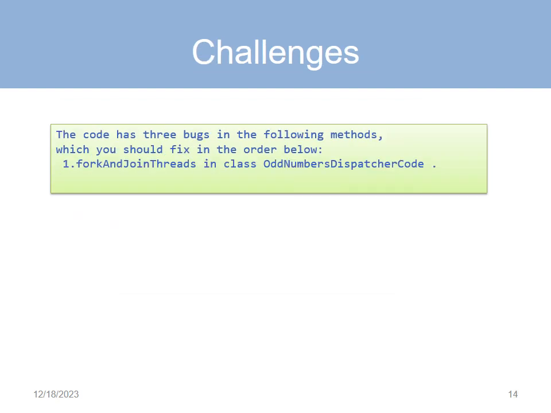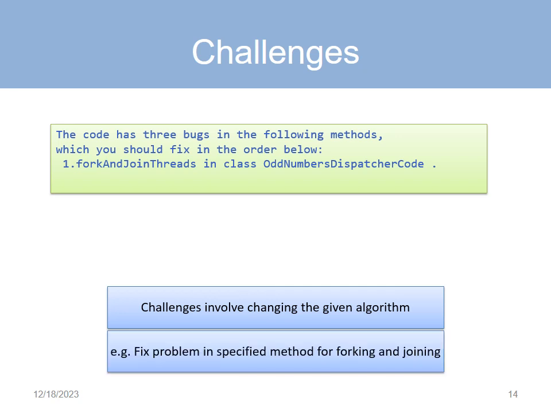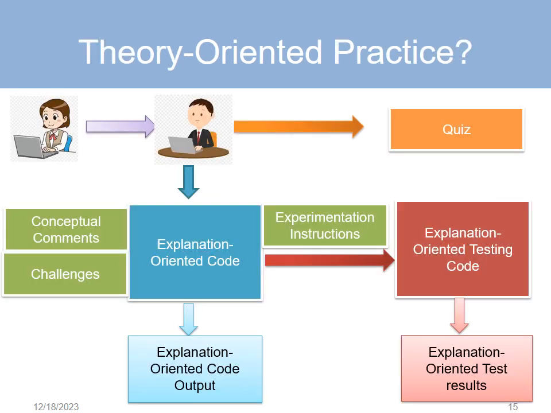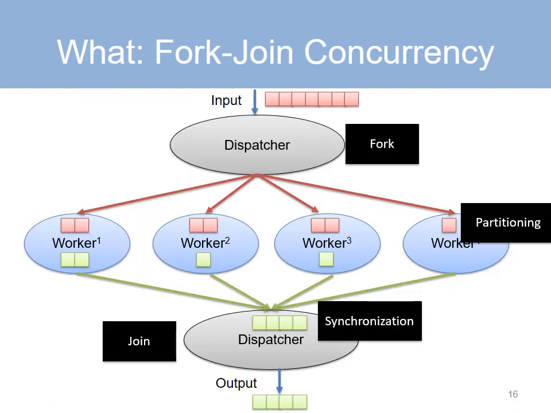Okay. Challenges, so it involves changing the given algorithm. So for instance, you can fix a problem with the specified method for forking and joining, which is what's happening here. So that's the abstract idea. There's nothing to do with concurrency so far, but we have used it for concurrency. And so this is not all theory. And what I'll do next is show how this model has been used for concurrency.